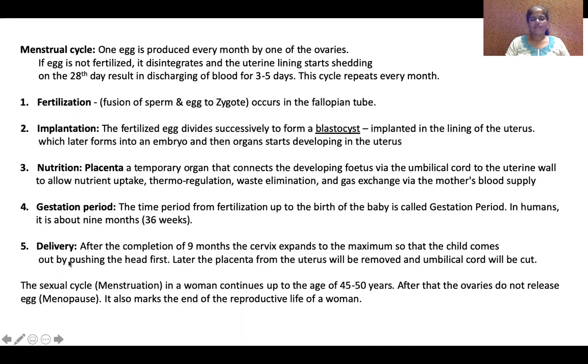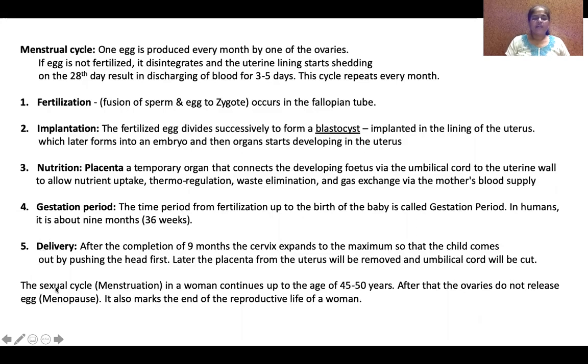For the rough sake of notes, I have written here menstrual cycle. What is menstrual cycle? How the cycle repeats every month. First fertilization takes place, then implantation, then how the fetus gets the nutrition from the mother, and what is the gestation period, how the delivery happens.